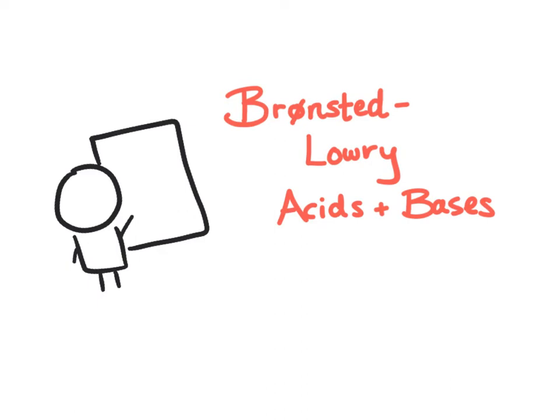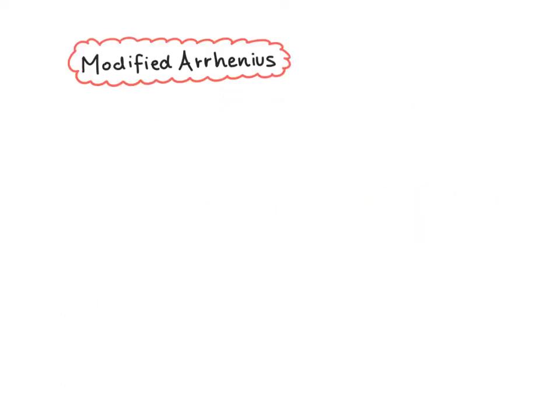In this video, we're going to look at the definition of Brønsted-Lowry acids and then some examples. So we're going to start with a little review of Chemistry 20 and modified Arrhenius theory. Modified Arrhenius theory told us that an acid is any substance that produces hydronium when reacted with water.